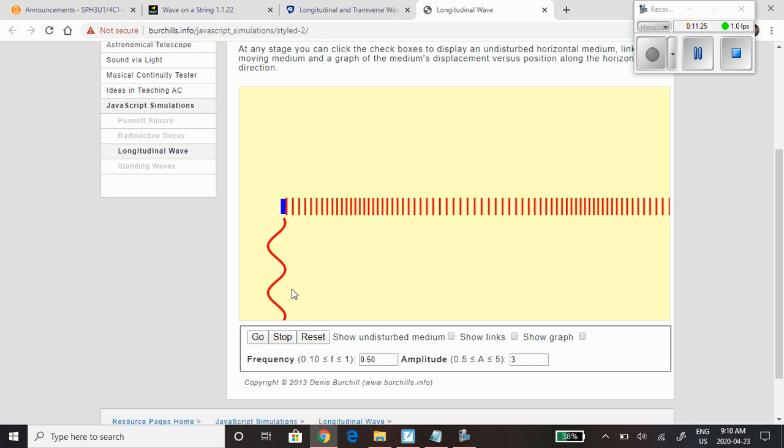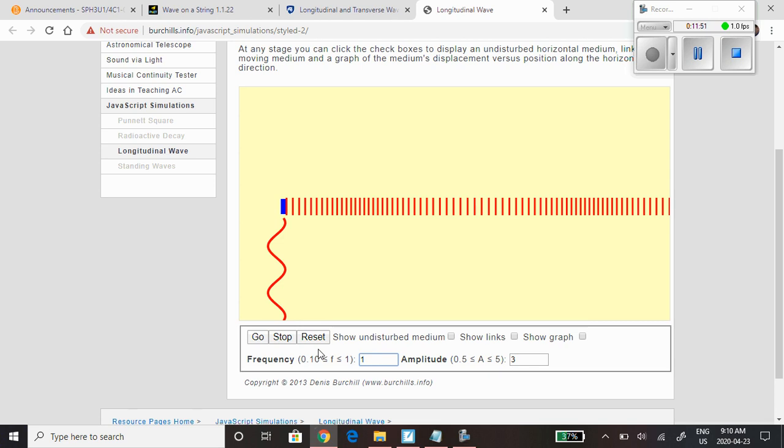So you've got to realize that as a vibrating object goes through its frequency and period, the wave also goes through its frequency and period. So please remember there's that connection. Let's try to demonstrate this by changing the frequency here. Here the frequency was 0.5. So let's make it 1.